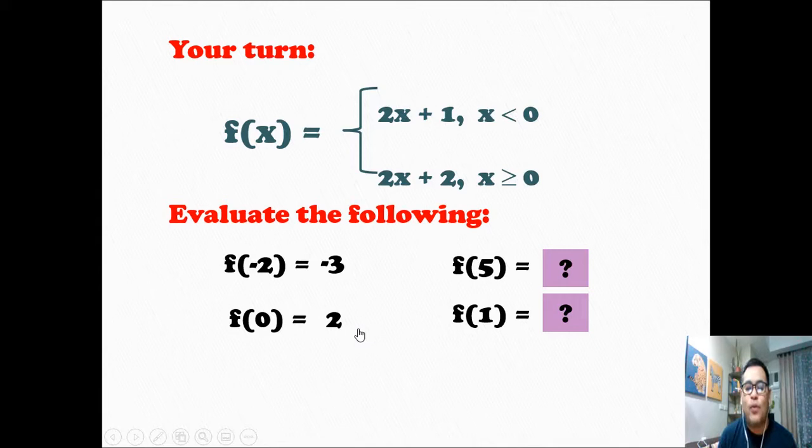Correct. What about f of 5? What could be the answer for f of 5? What is the value of the function? For f of 5, is 5 less than 0 or greater than or equal to 0?